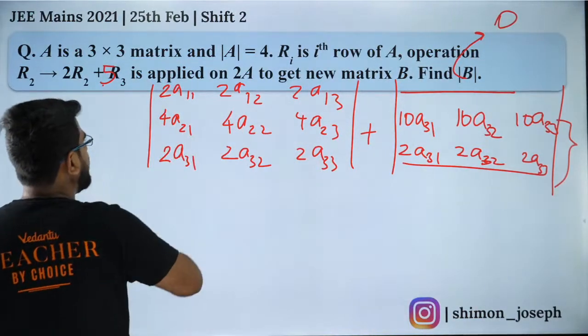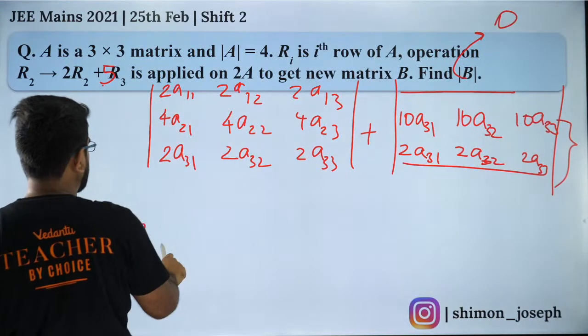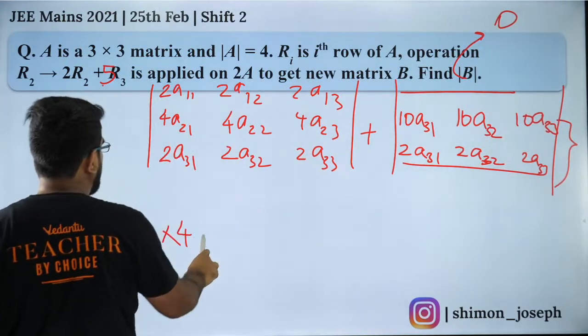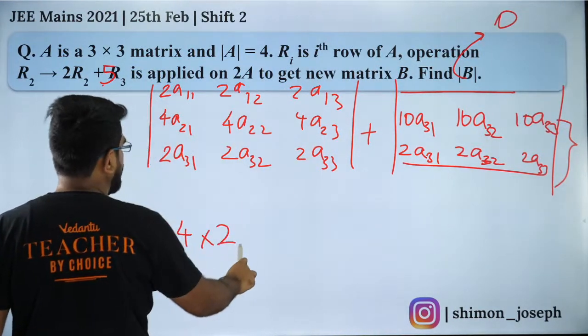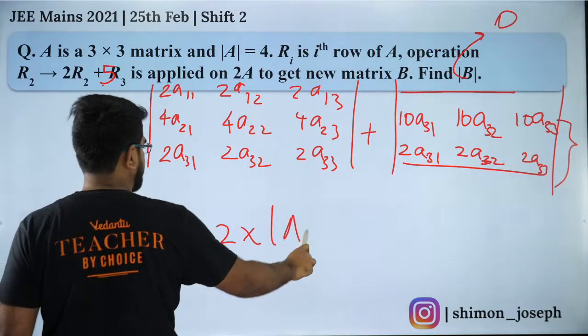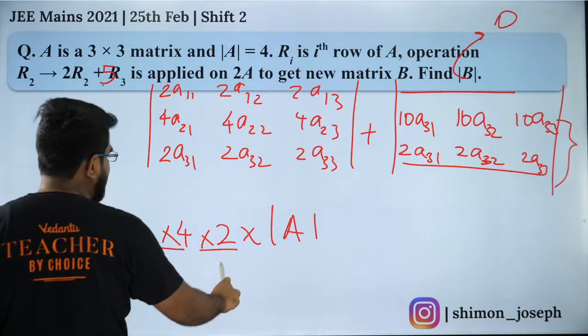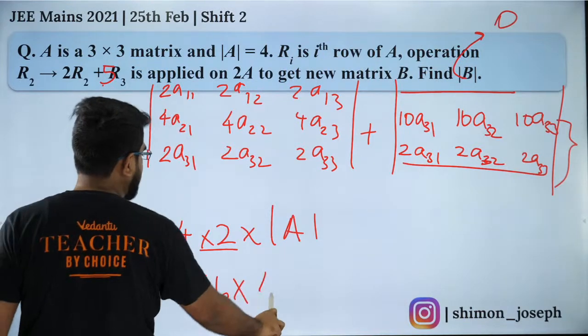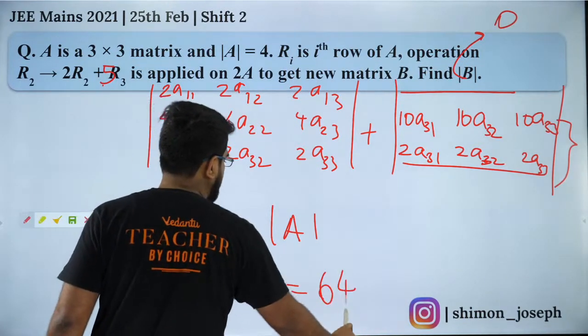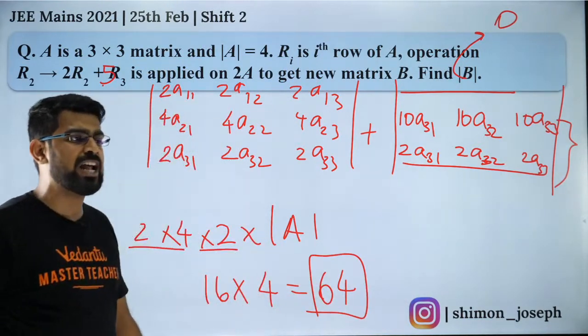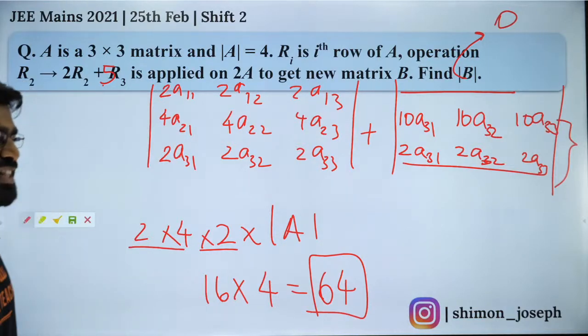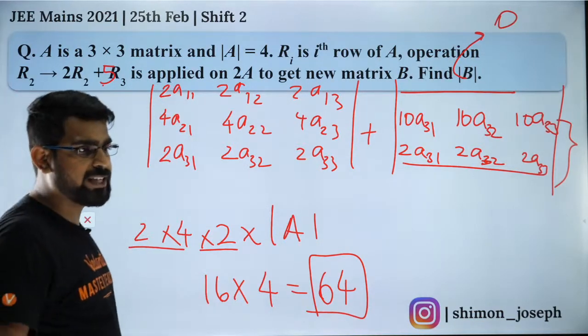Now the answer comes from here. So I will take 2 common from first row, 4 common from second row, and 2 common from third row, and I will be left with det A. So the answer is 2 into 4, 8, 8 into 2, 16, 16 into det A, which is 4. The answer is 64, my dear. If you got 64, you are right, else you are wrong. That's it. Are you all clear with it?